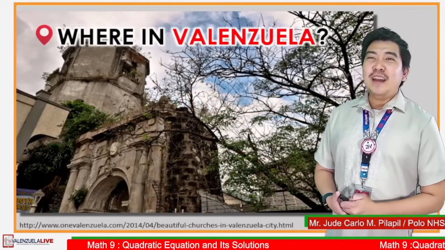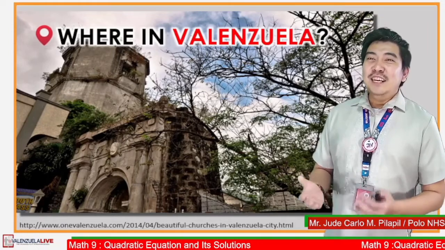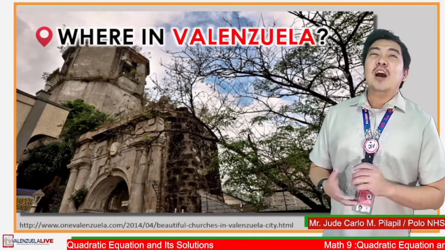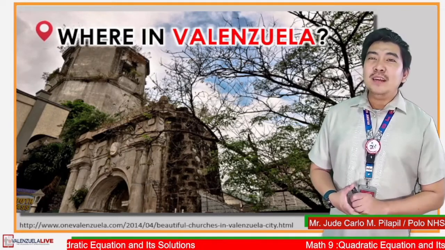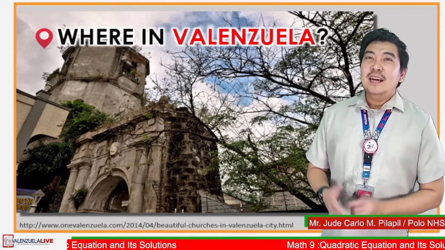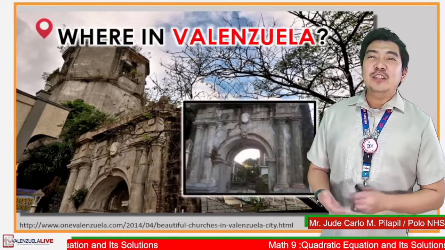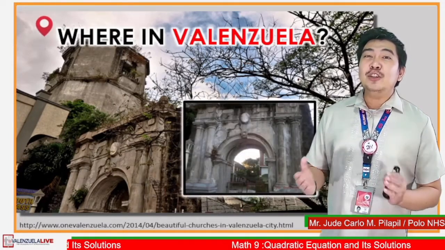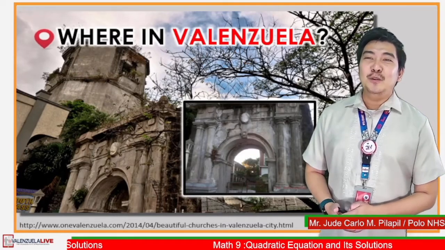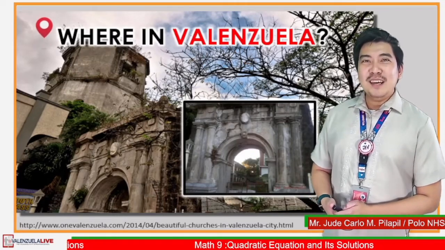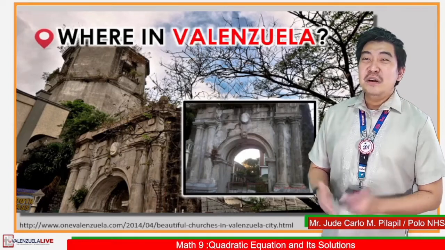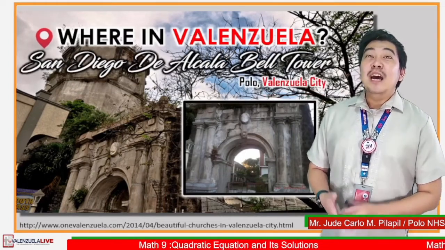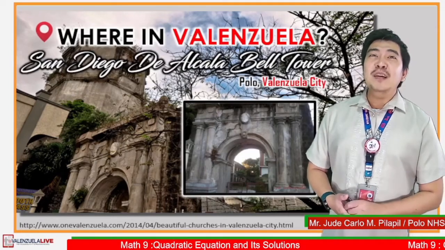How about the second picture? Where can you find this? This structure is said to be over 400 years old and is a cultural and religious relic of the past Spanish era. The tower, along with the entrance arch, is the only remaining structure of the original church built in 1632. Where is this place? Very good. This is the San Diego de Alcala Bell Tower that can be found in Polo, Valenzuela City.